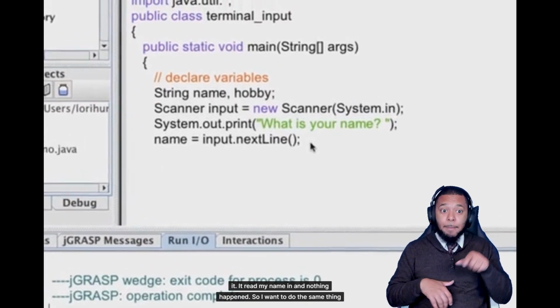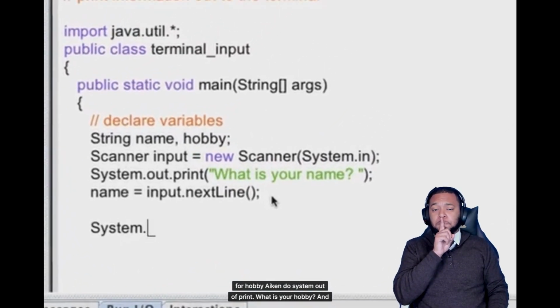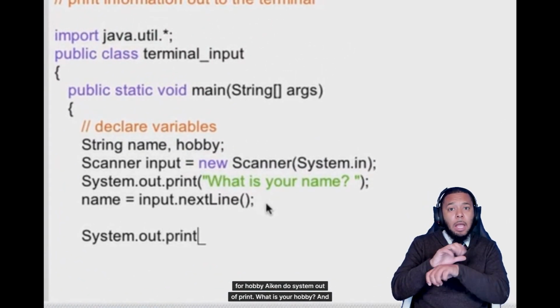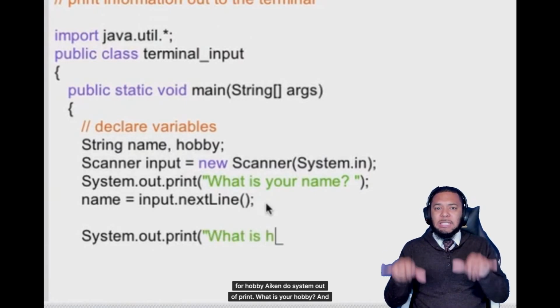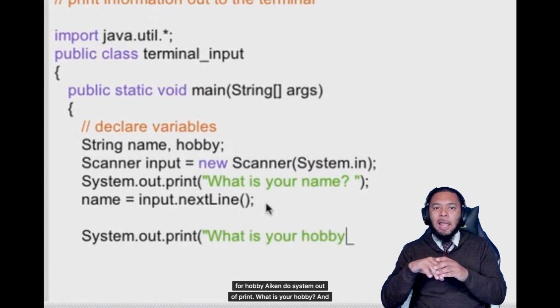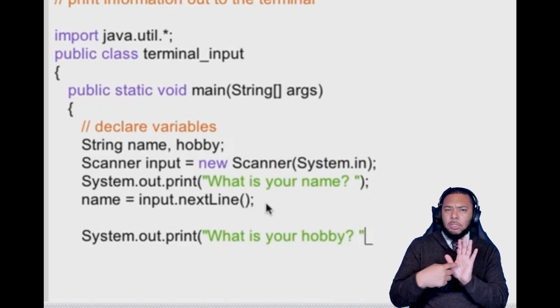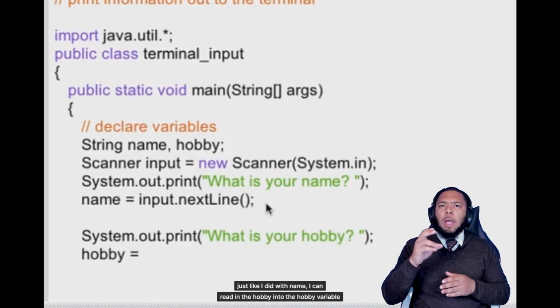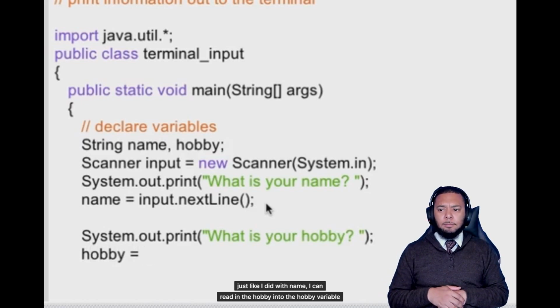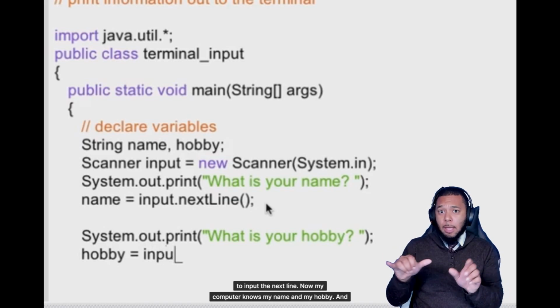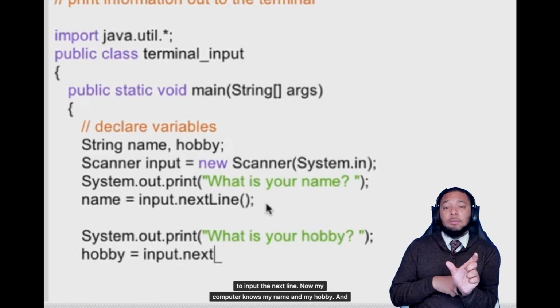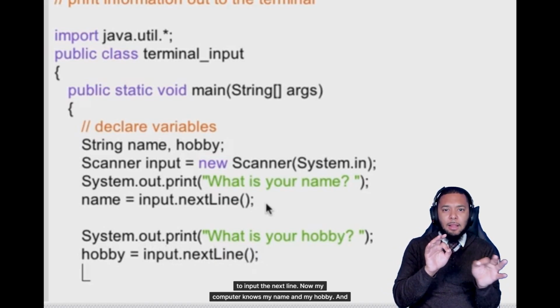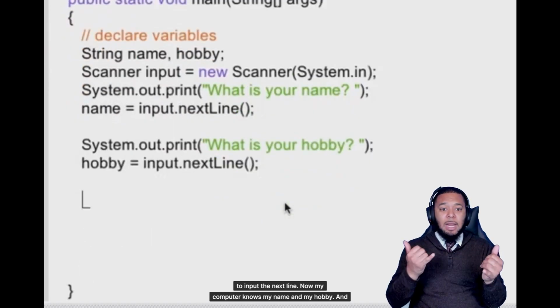So if I want to do the same thing for hobby, I can do system.out.print, what is your hobby? And just like I did with name, I can read in the hobby, into the hobby variable. I'll do input dot next line. Now my computer knows my name and my hobby.